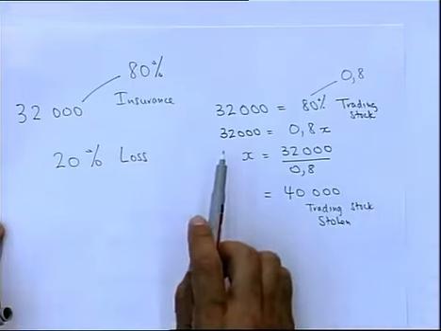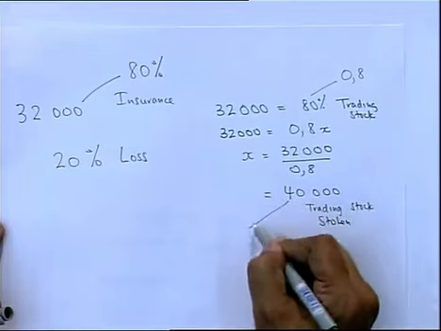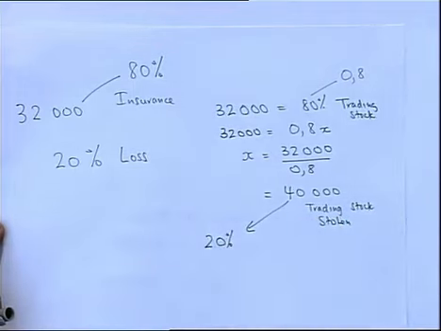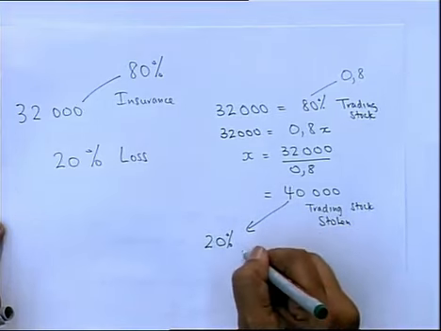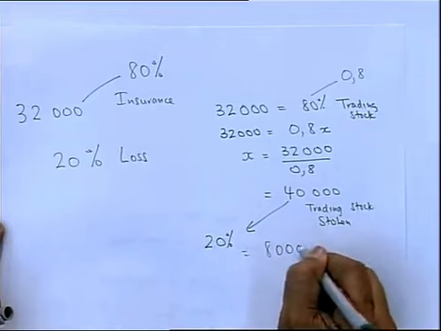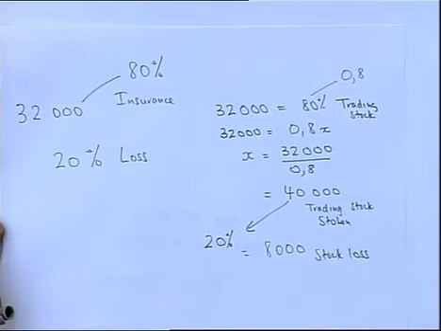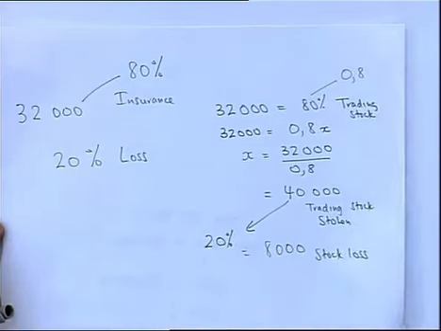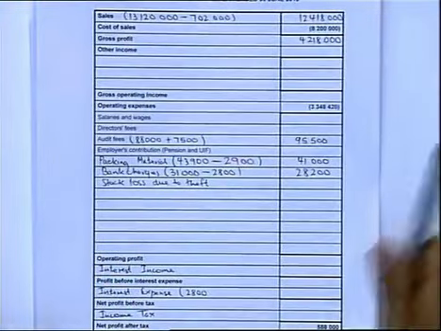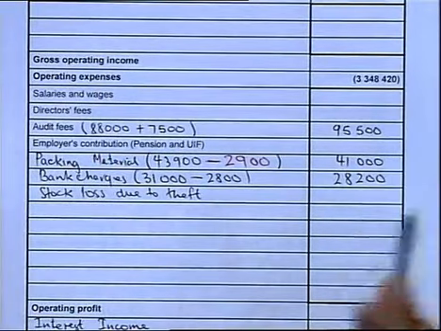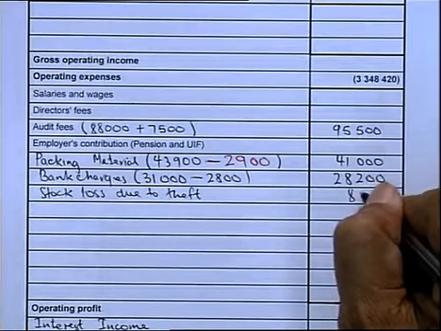The insurance paid out 32,000, which means we have to bear the loss of 20%. So 20% of 40,000 equals 8,000. So the stock loss will be 8,000. So in our income statement, the item stock loss due to theft will now come to 8,000.